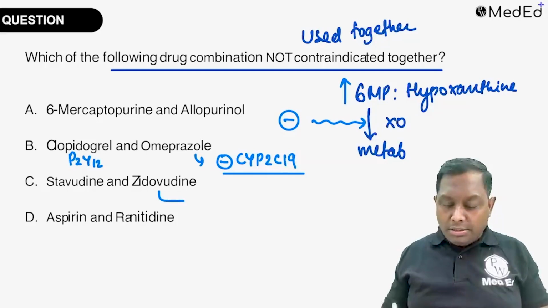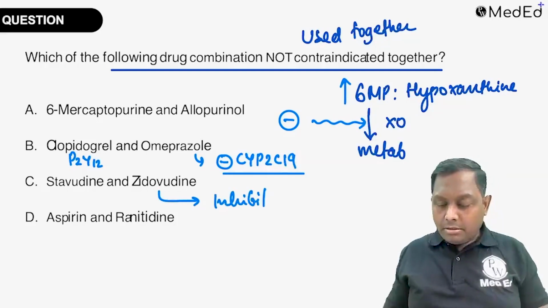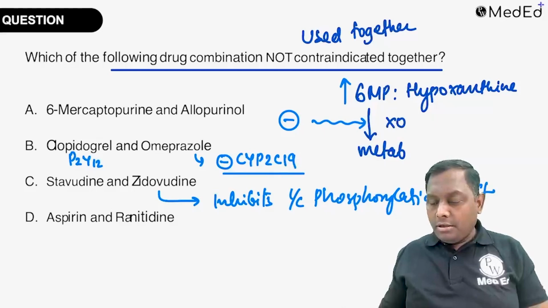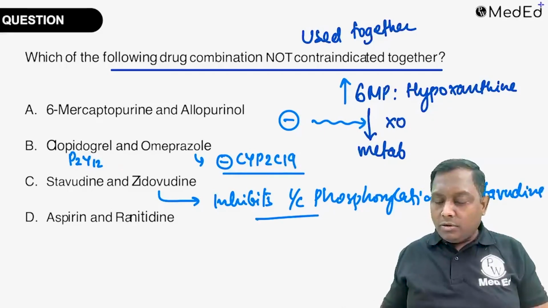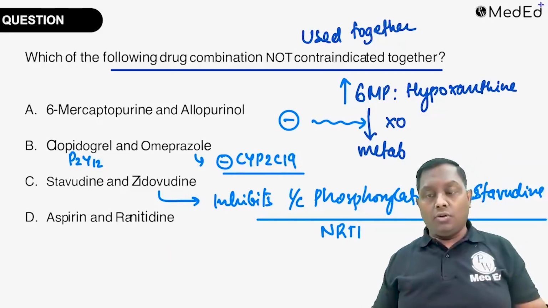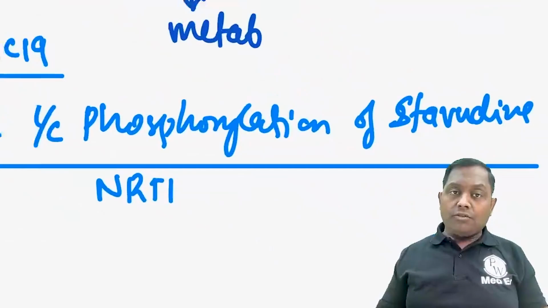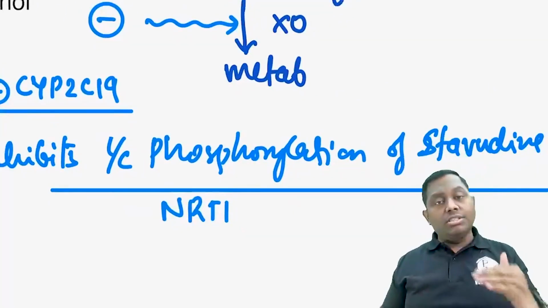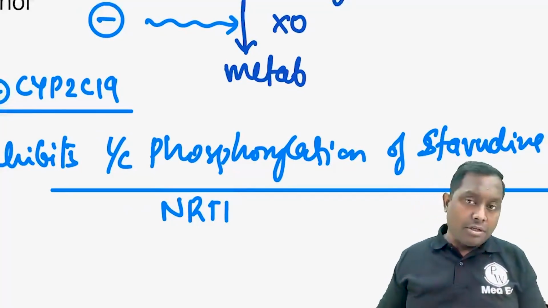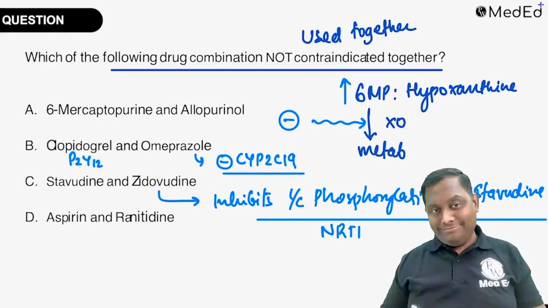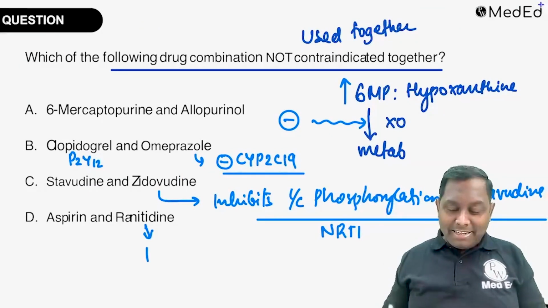Stavudine, zidovudine. Zidovudine inhibits the intracellular phosphorylation of stavudine. So stavudine is one of the NRTIs, zidovudine is also one of the NRTIs, nucleoside reverse transcriptase inhibitors. One rule for NRTIs that you should know, that NRTIs always require phosphorylation for their activation. So this zidovudine is inhibiting the phosphorylation of stavudine. Therefore, zidovudine and stavudine should not be given together. Aspirin and ranitidine, there is no contraindication because ranitidine is an H2 blocker.